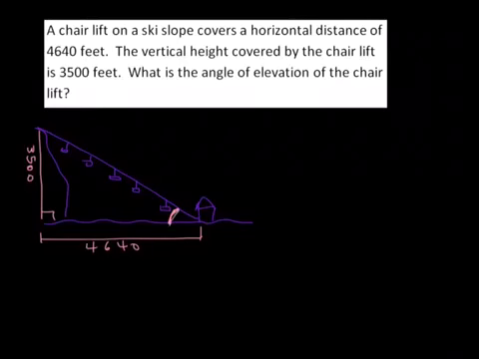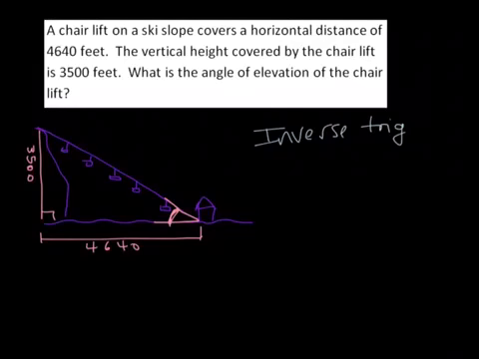The angle of elevation of the chairlift is the angle that is created if you were to look standing here at the top of the mountain up here. So we want to find this angle. What do we need to use in order to find an angle? Well, we need to use inverse trig, right? Because if you're trying to find an angle, you have to use inverse.